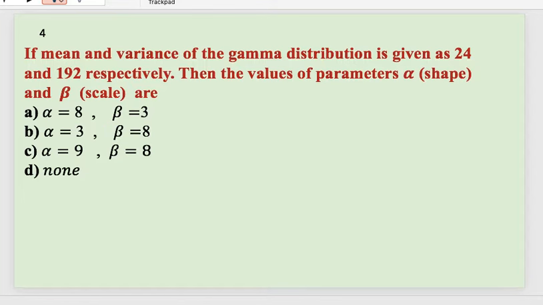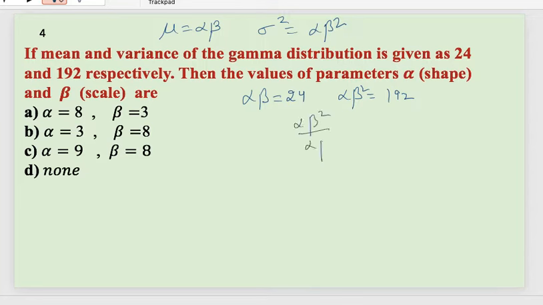Now the fourth question gives the mean and variance of the gamma distribution. Recall mean is alpha into beta and variance is alpha beta square. They gave us alpha beta equal to 24 and alpha beta square equal to 192, and we have to find the alpha and beta values. We can divide variance by mean and we get beta, which is 192 by 24. When we simplify, we get 8. So beta is 8 here.